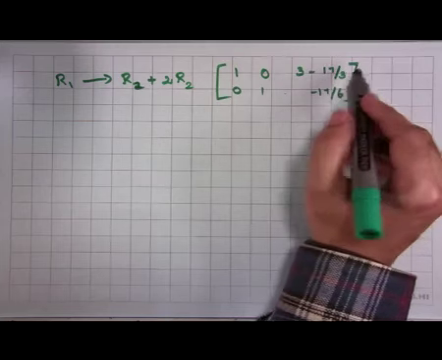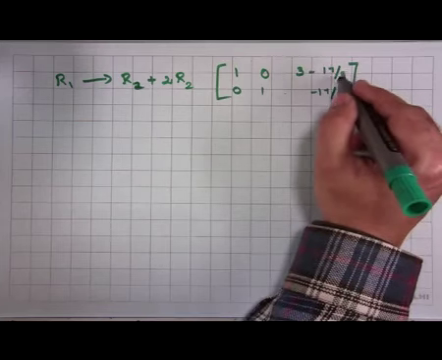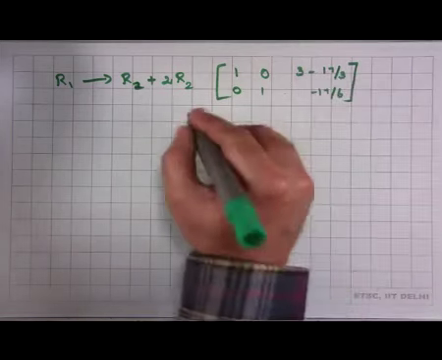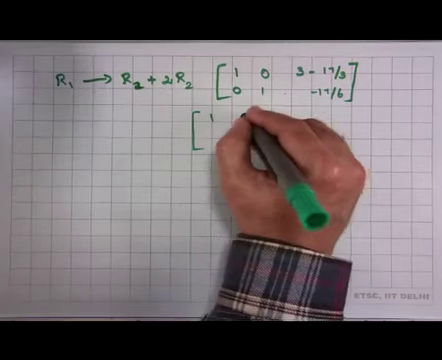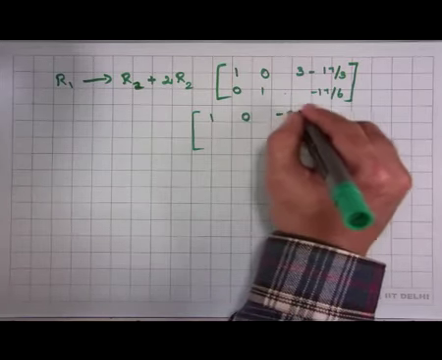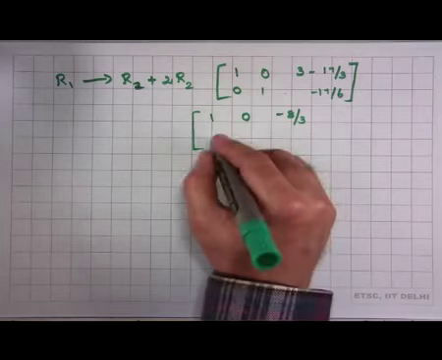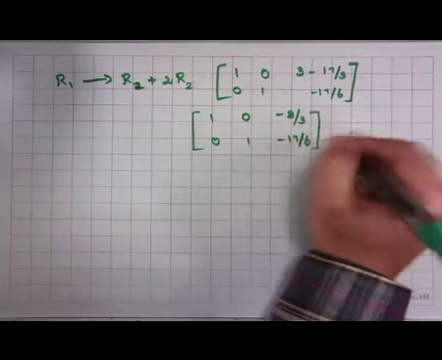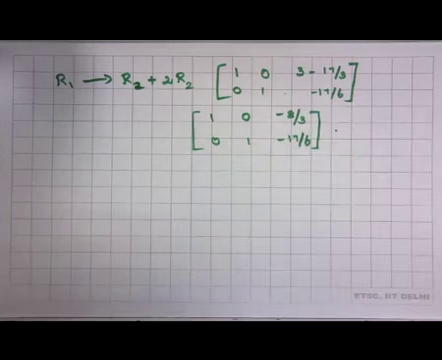So, what is 3 minus 17/3? That is 9 minus 17 over 3, so 9 minus 17 gives -8. So this will end up with 1, 0, -8/3 and 0, 1, -17/6. This is the final row reduced echelon matrix.